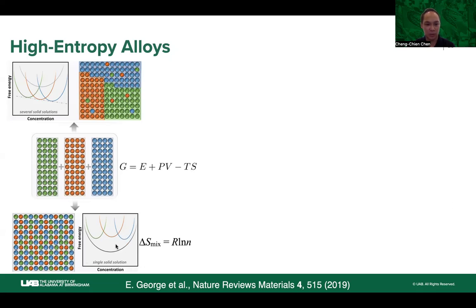Another possibility is that these different elements can uniformly, randomly distribute throughout the lattice, forming a uniform single phase solid solution. Of course, the result will be dependent on the competition between the enthalpy term and the entropy term. And for high entropy materials, you have an entropy gain related to the gas constant R times the log of the number of elements you have in your system. So the more elements you have, the larger the entropy gain, so it's more likely you can form a single phase solid solution.